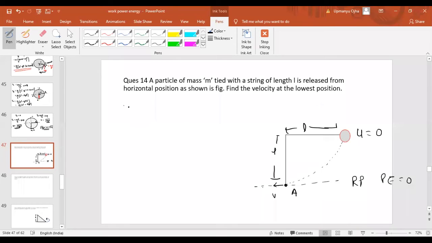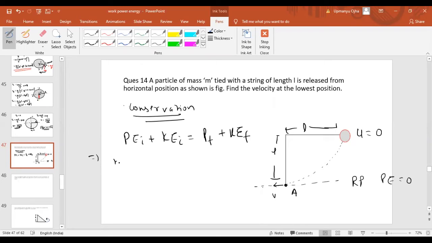So if you apply the conservation of energy, initial energy should be equal to final energy. What is the initial energy? Potential energy initial plus kinetic energy initial should be equal to potential energy final plus kinetic energy final. What is the initial potential energy? That is mgl. Initial kinetic energy is 0, final potential energy is 0 because we have taken A as the reference point, and velocity at that point is v. So final kinetic energy will be half m v square. So m gets cancelled out, and we get v equal to root 2gl.